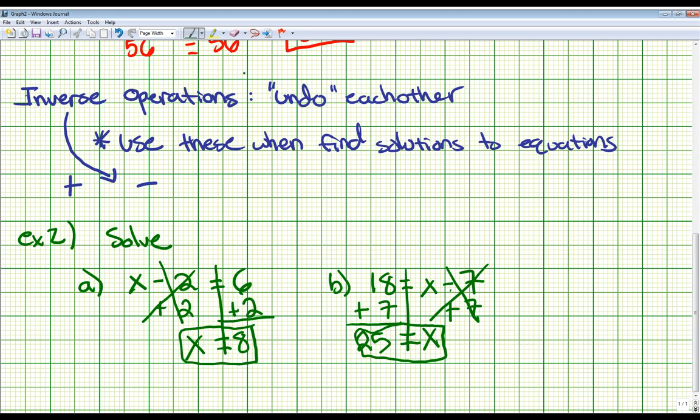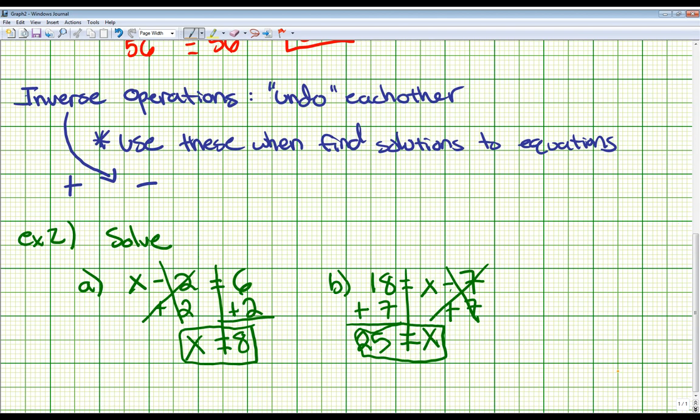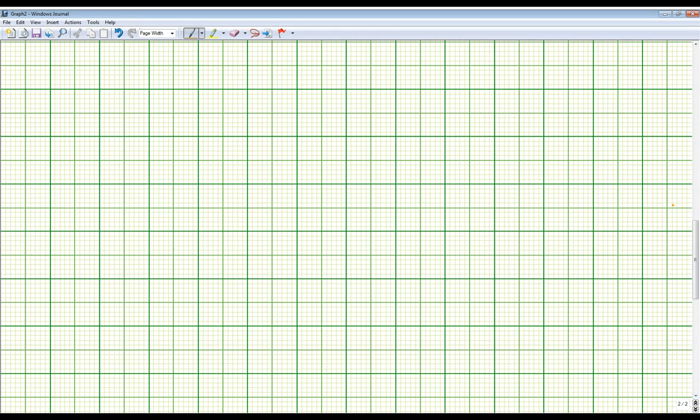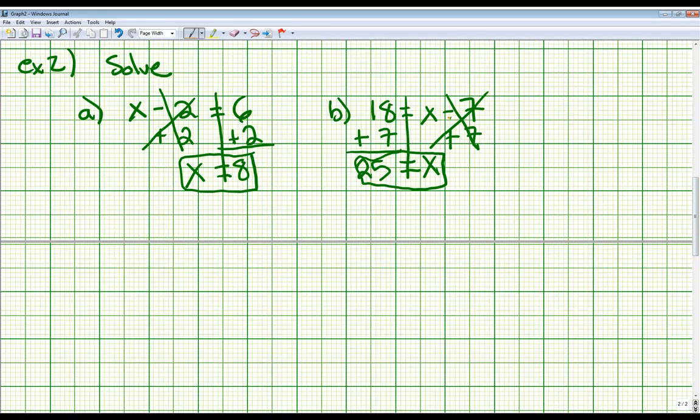So moving on to our next set of examples, we are still talking about inverse operations for these ones, but we're going to be looking at a different operation. In the last couple equations, we were looking at subtraction, and we had to add to solve. We are now going to be adding, and we'll subtract to solve. So these are going to be example 3 questions. And again, they're asking us to solve.